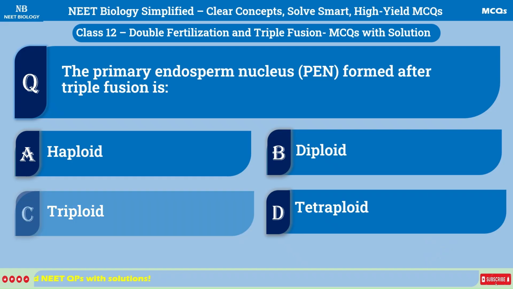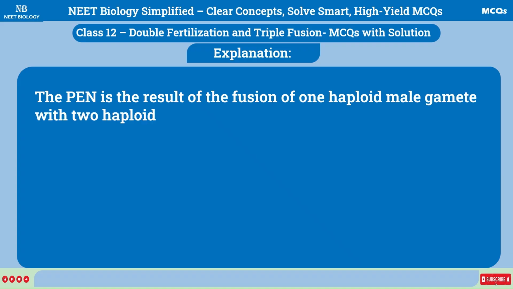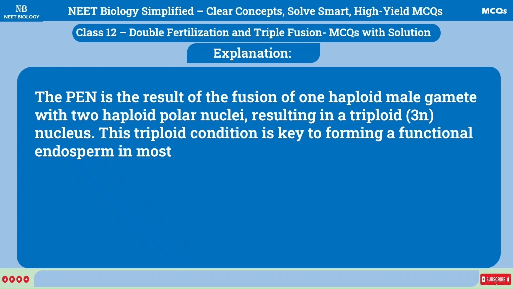Correct answer is C. Triploid. Explanation: the PEN is the result of the fusion of one haploid male gamete with two haploid polar nuclei, resulting in a triploid 3N nucleus. This triploid condition is key to forming a functional endosperm in most angiosperms.